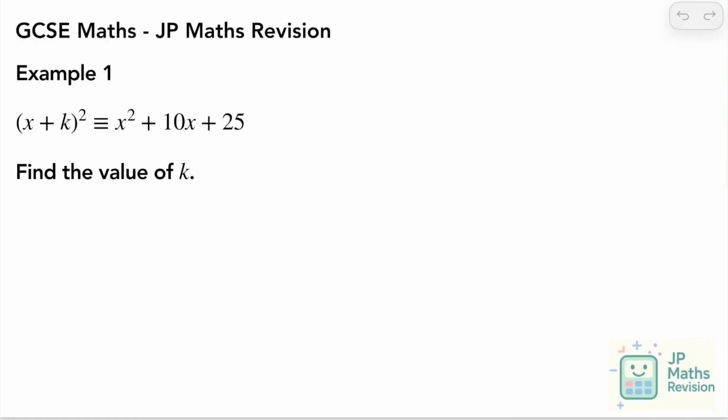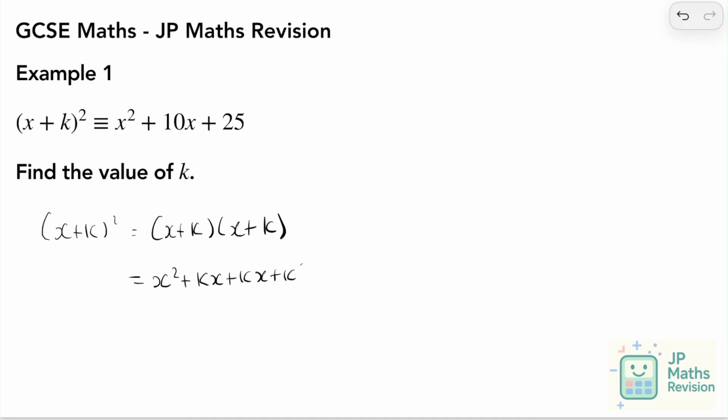So here's an example. We need to find the value of k. So we have (x plus k) squared is identical to x squared plus 10x plus 25. So we need to figure out what k must be for this to be always true for all values of x. So I'm going to expand the bracket. So I have (x plus k) squared, and that's equal to (x plus k) times (x plus k). So expanding that, I have x squared plus kx plus kx plus k squared if I use the FOIL method. And then simplifying, I have x squared plus 2kx plus k squared.